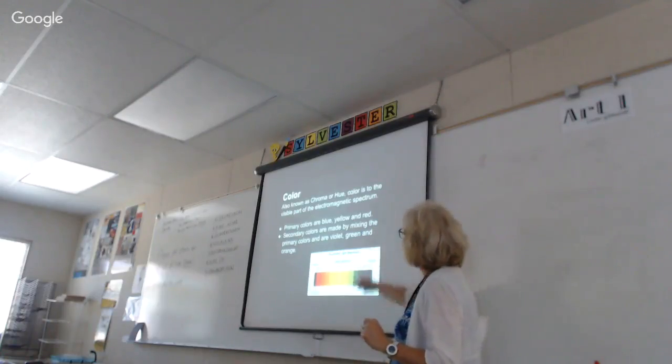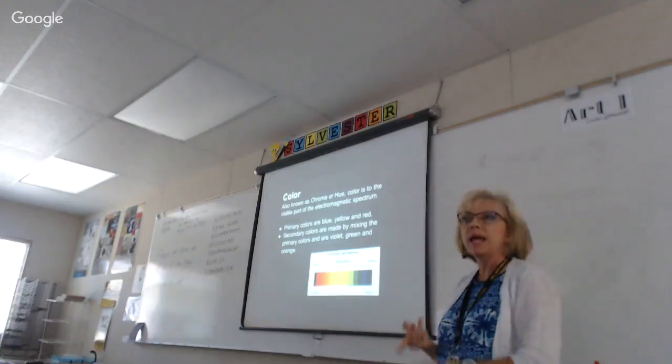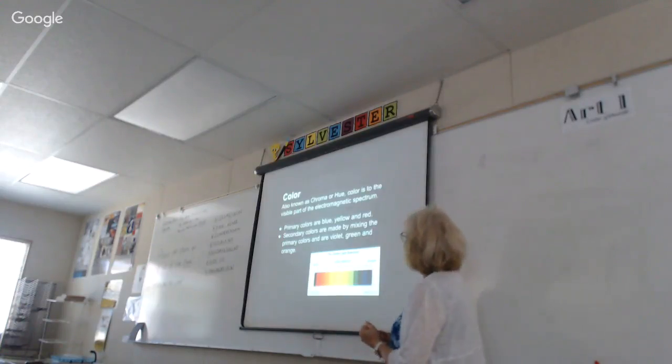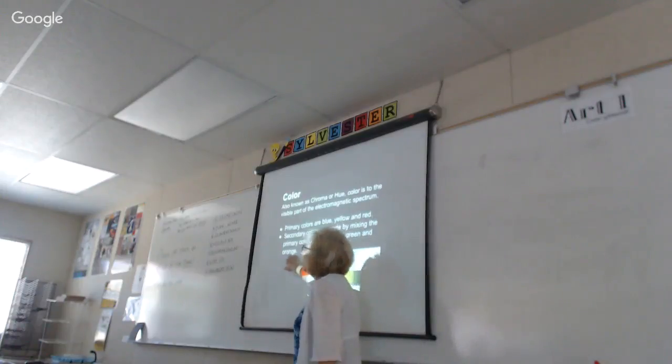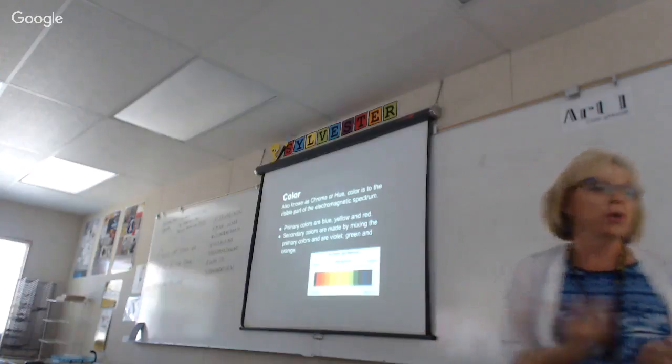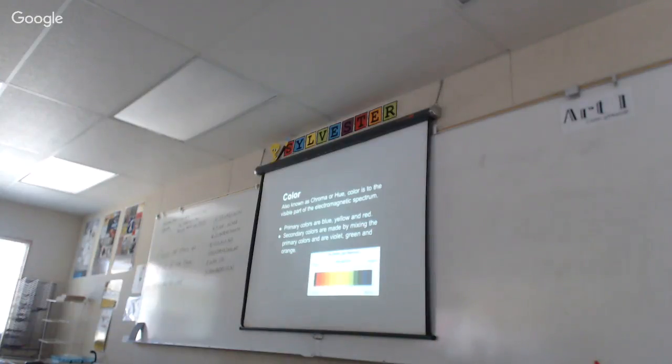Anyways, important to understand that primary colors cannot be made. I mean, yes, synthetically they can be made. However, violet, green, and orange are made by mixing two primary colors. That's something you should have known by first grade. A lot of times people don't know it.